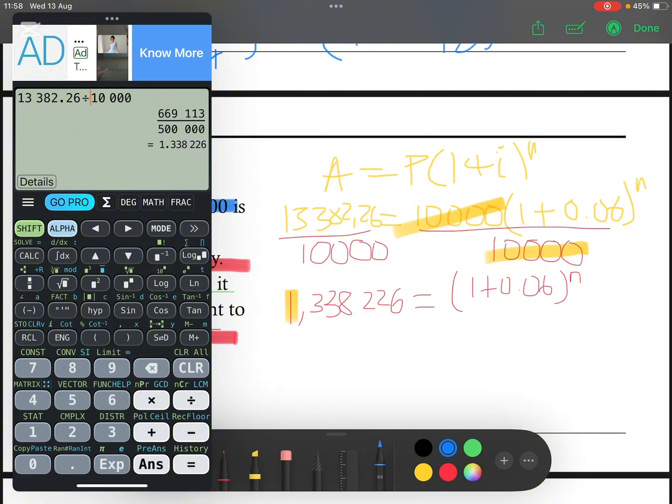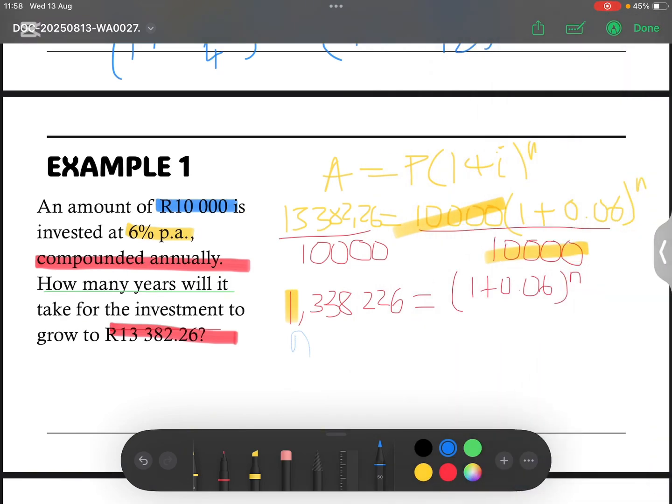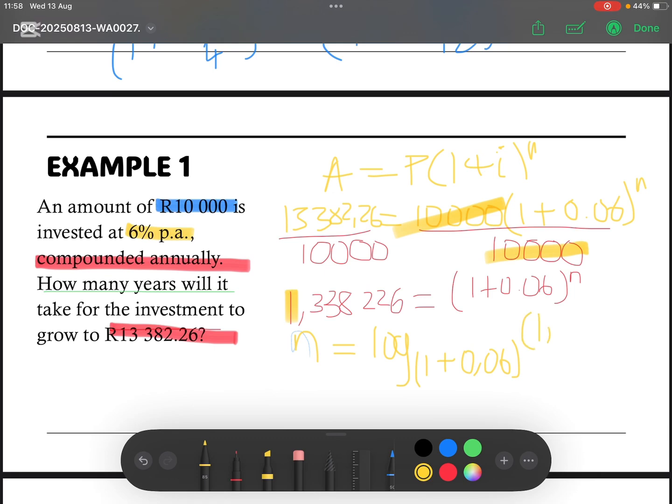So now we can substitute and look for the value of n using logarithms, right? So now we're going to have n equal to log base (1 + 0.06).